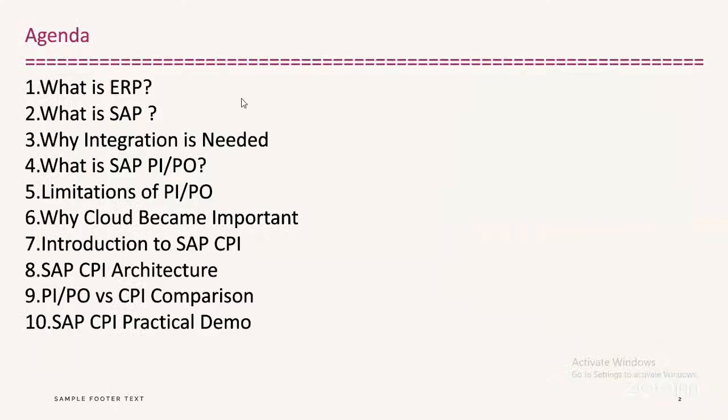These are the topics that we are going to discuss today. First, what is an ERP system, what is SAP, and why integration is required. Then, what is the PAPO system and what are its limitations, and why cloud has become important nowadays. Then an introduction to SAP CPI and its architecture, and a basic comparison between SAP CPI and PAPO. Once we complete this PPT, there will be a practical demo that I have created, which I will show directly in the tenant itself. Okay.